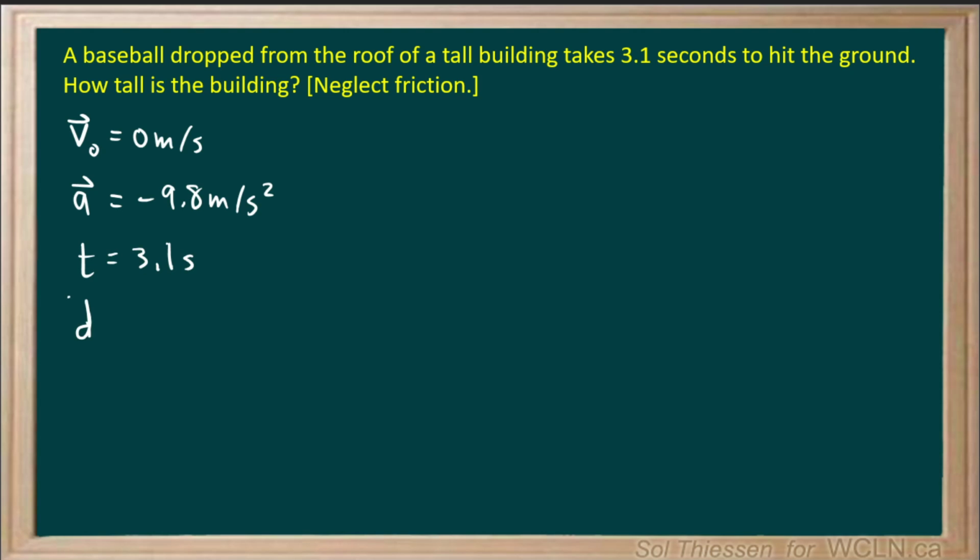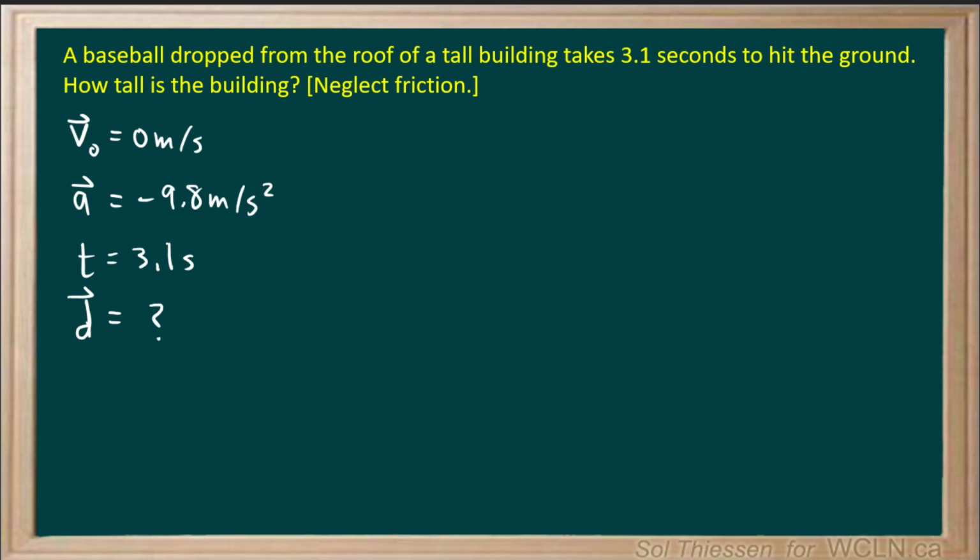And we want to know the displacement, how far the ball fell, or in other words, how tall the building is. Keep in mind that this displacement will likely be negative since the ball is falling downwards, and we've chosen negative to be the downwards direction, but we can take the magnitude of the displacement to get the height of the building.